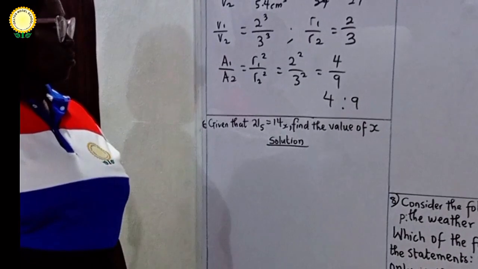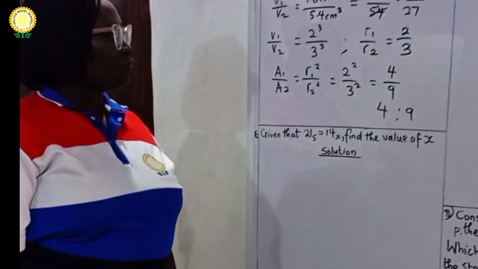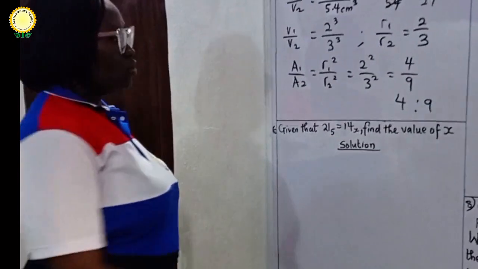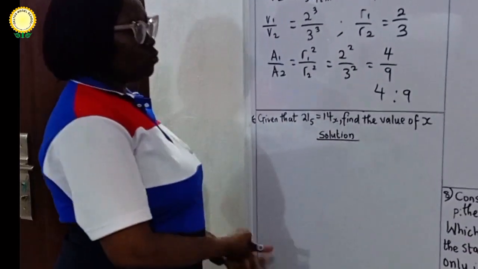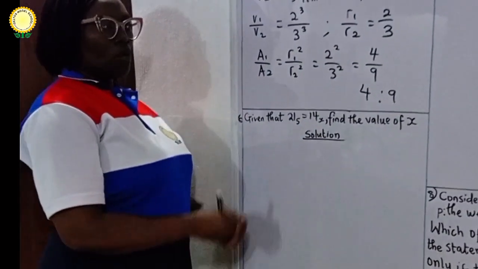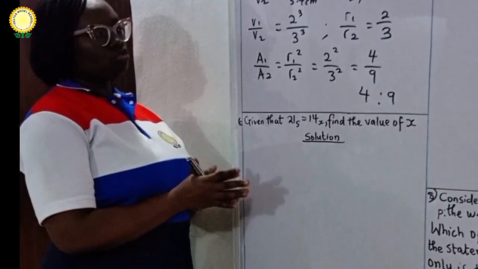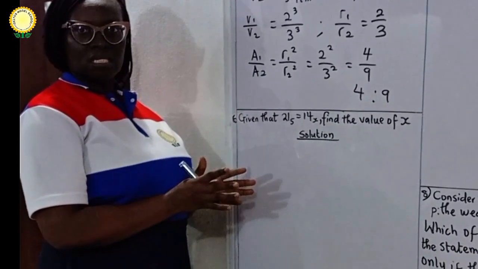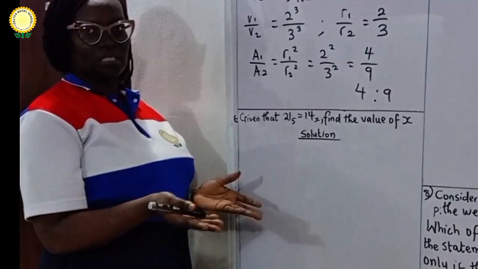Next question. Given that 21 to base 5 is equal to 14 to base x, find the value of x. Okay, we don't know the base of this 14. What do we do? In this case, we will try to convert both of them to the same base, and of course base 10.